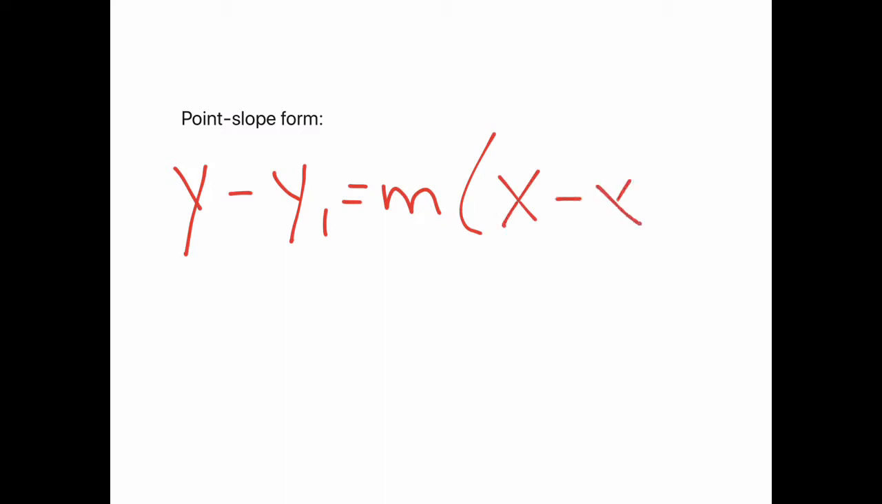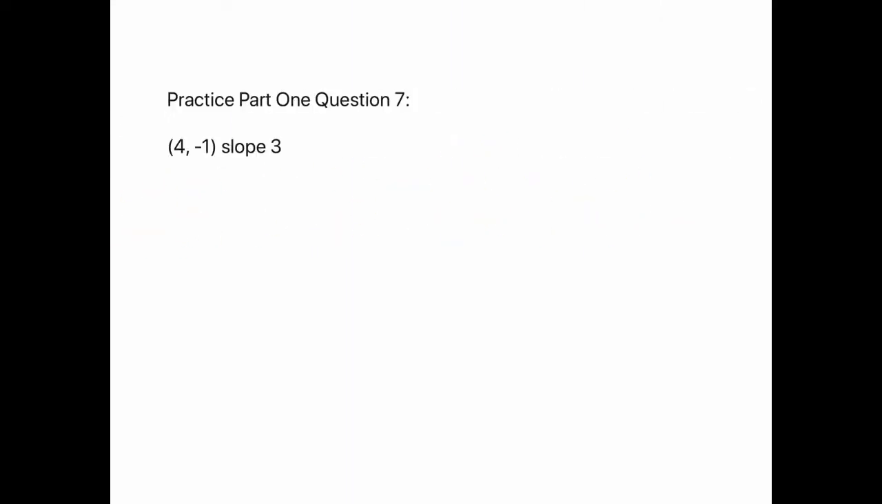All right, so now we move on to our third form, which is point-slope form. Point-slope form is the longest equation, but it's actually one of the easiest forms. So here we have the equation. It's always y minus y sub 1 equals m, remember m's always the slope, times the quantity x minus x sub 1. So to show you how to do this, we're going to use one of your homework problems again.